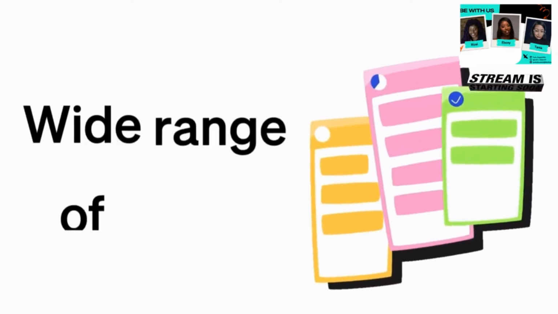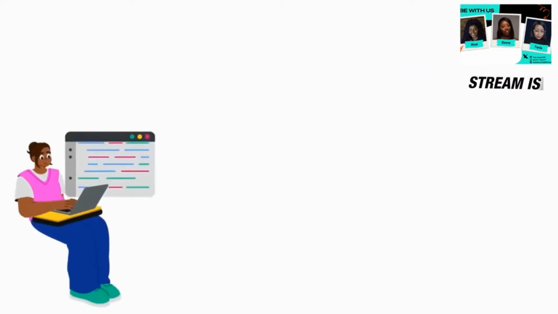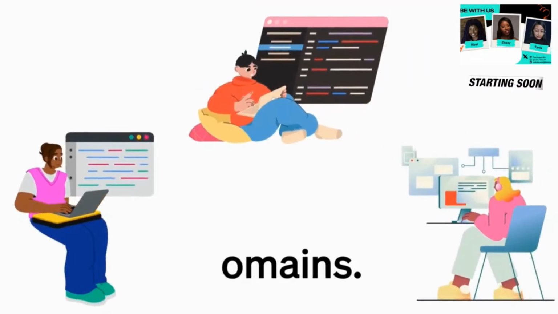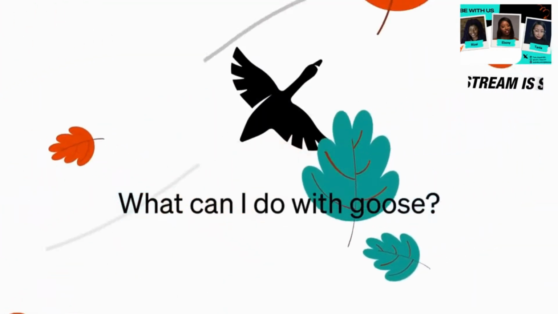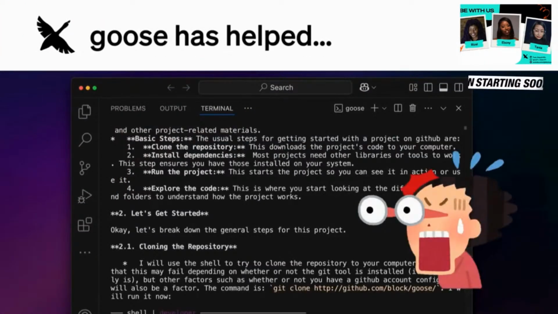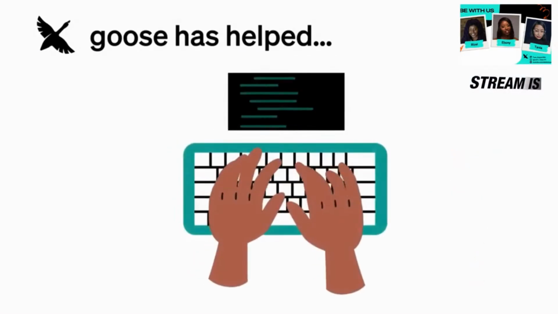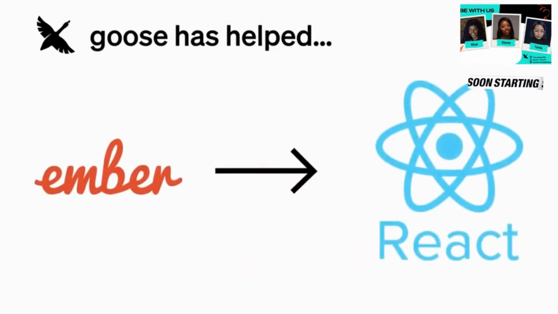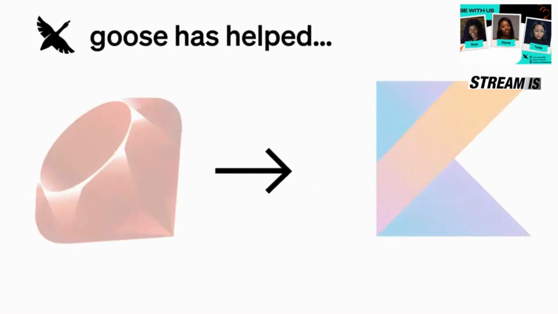Able to handle a wide range of tasks across various engineering domains. Here are examples of tasks Goose has helped people with already. Goose has helped dive into a new project in an unfamiliar coding language, conduct code migrations such as Ember to React or Ruby to Kotlin, increase code coverage, and even generate unit tests for a feature, and much more.